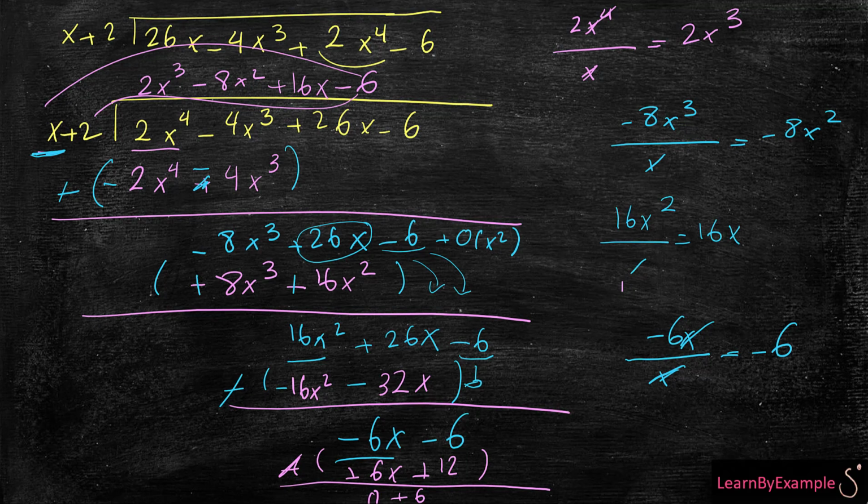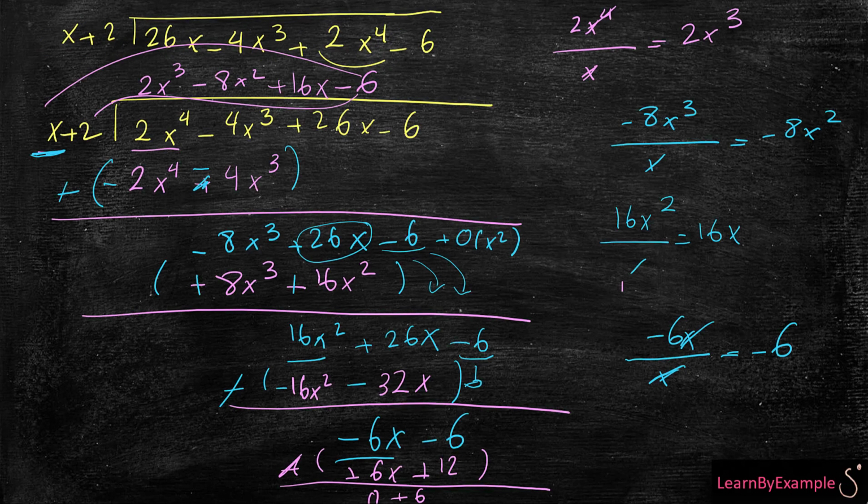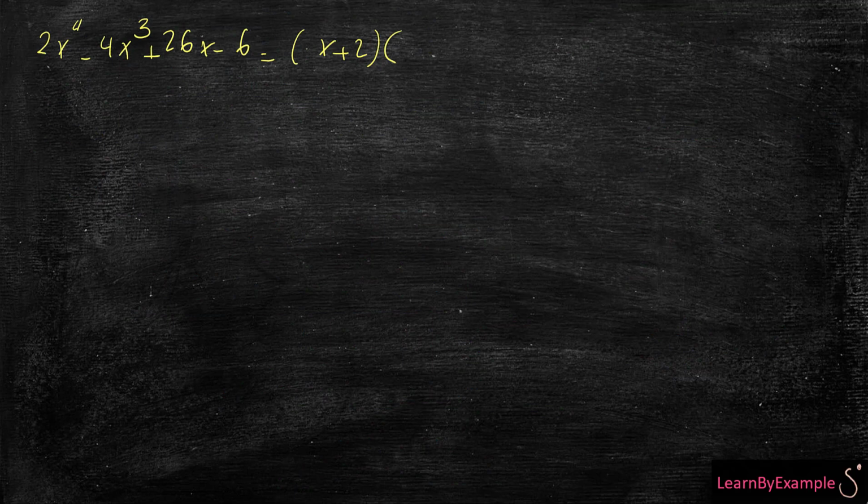So let's rewrite it on a different page. So how would I write this? I will have 2x to the 4 minus 4x cubed plus 26x minus 6 is just equal to x plus 2 times, we found that to be, 2x cubed minus 8x squared plus 16x, plus the remainder, which was positive 6, so it would be plus 6. All right, there you have it.